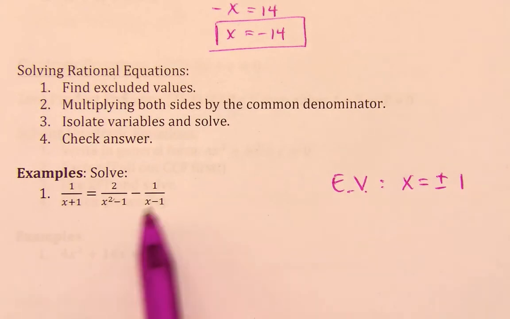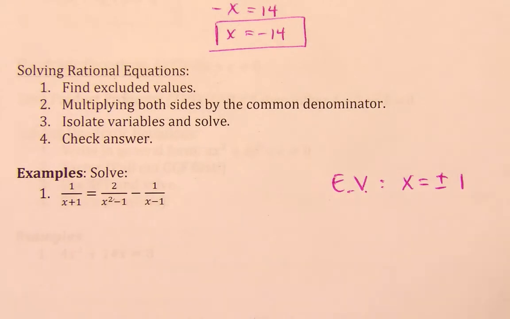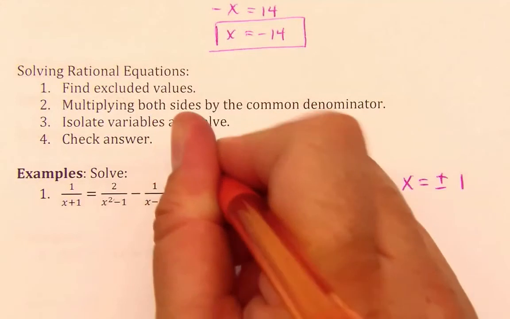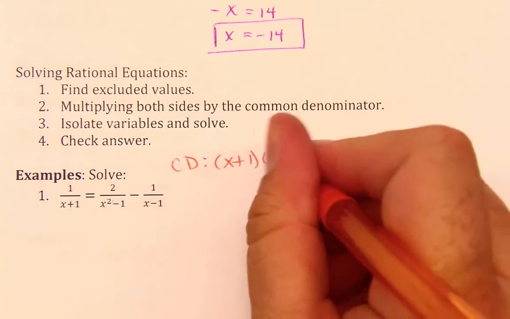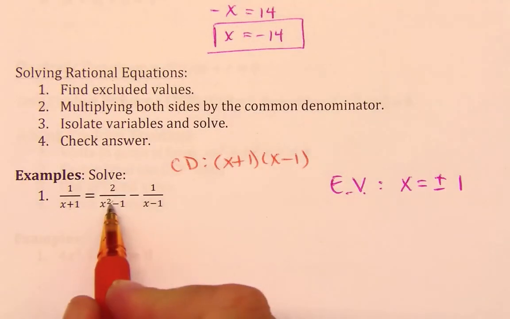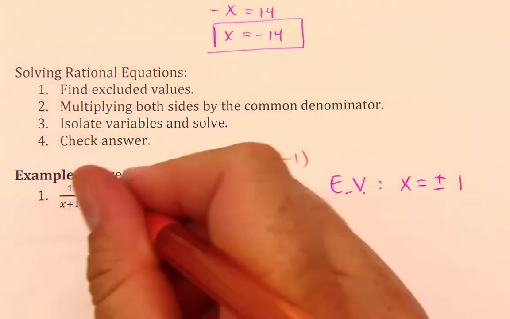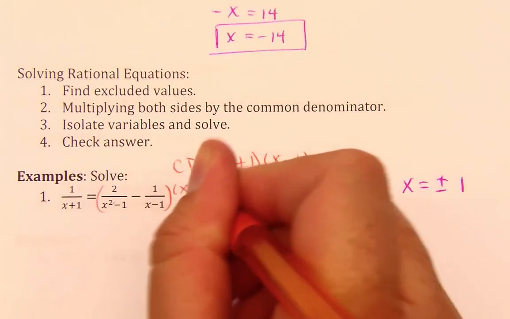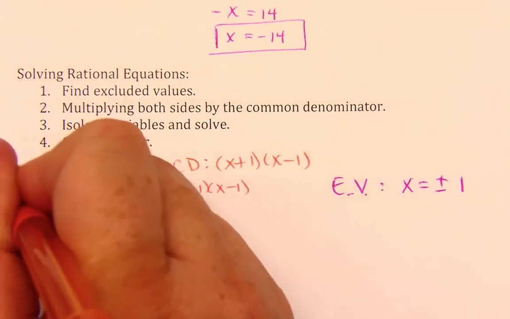Now what we want to do is create a common denominator, or we can go through the same process we were just doing. We're multiplying both sides by the common denominator. So in this case, our common denominator, we need an x + 1, we need an x - 1, and this right here is (x + 1)(x - 1), so they're both already in there. So multiplying this side by (x + 1)(x - 1), and multiplying this side by the same thing.